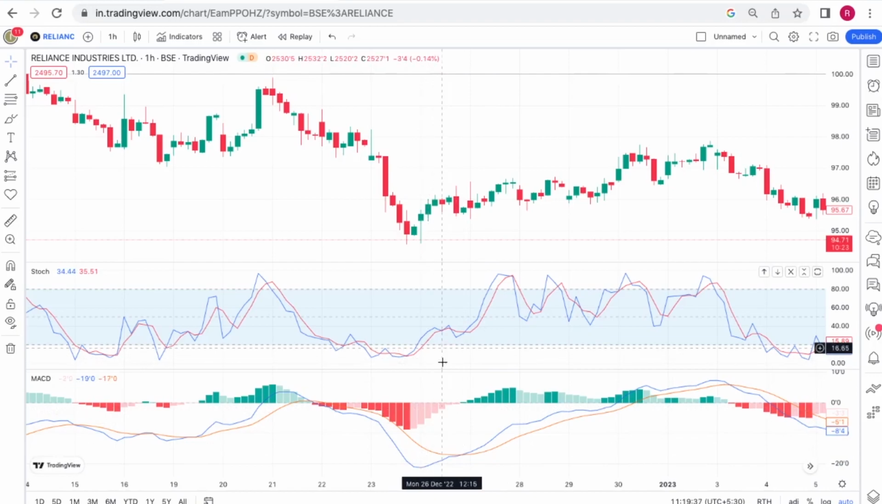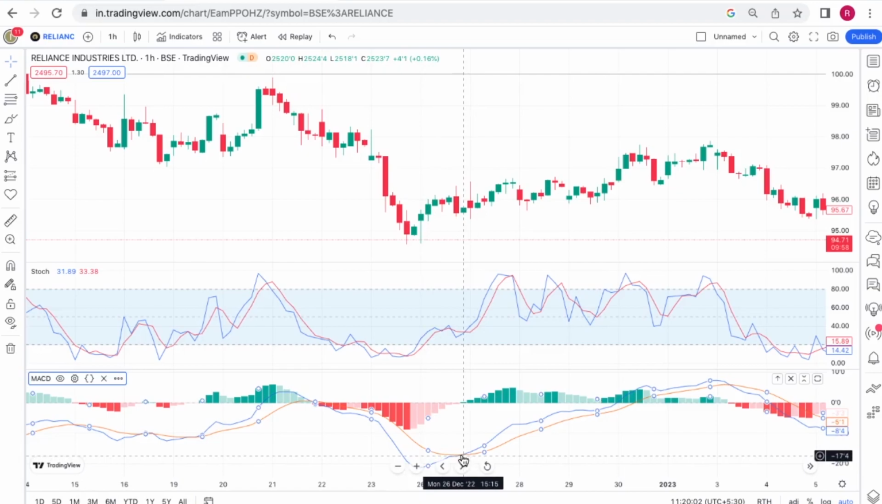Now you may already know that the stochastic indicator is usually used for a crossover strategy where the K line, that's the faster line, crosses over the D line, the blue line crossing over the red line in this case, which indicates a buy signal, and the MACD histogram here turning positive, which means that the blue line, the MACD line, crosses over the orange line, that's the signal line.